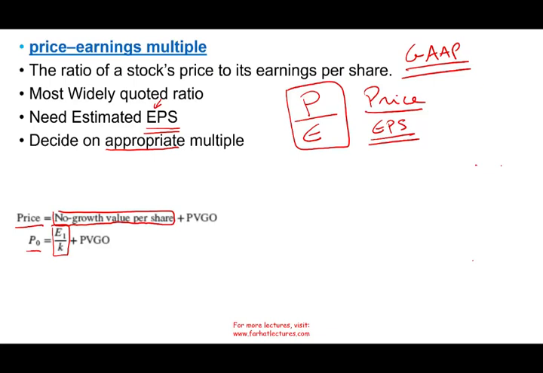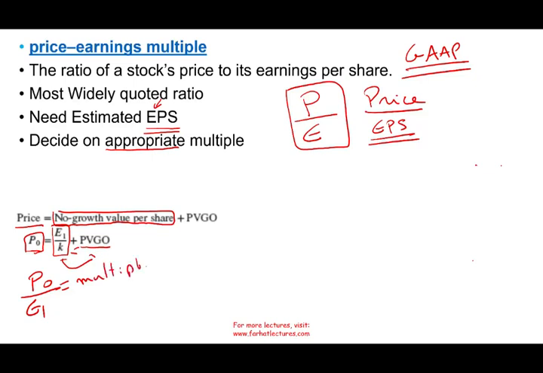Now, if the company is going to grow, we add to that the present value of growth opportunities. The no growth value plus the growth opportunities is equal to the price per share. Now, the PE ratio is basically P0 divided by E1. The price today divided by E1 is going to give us this multiple.